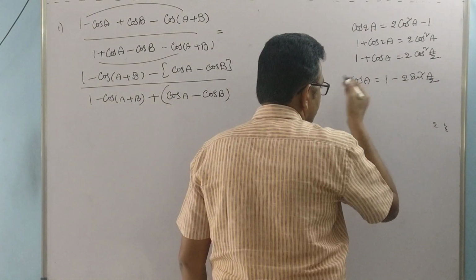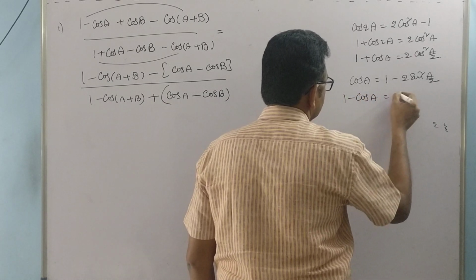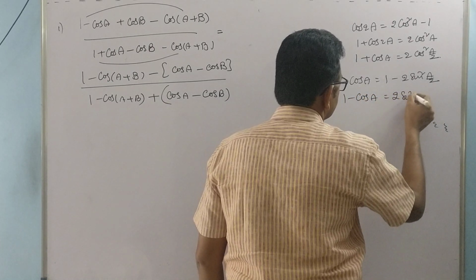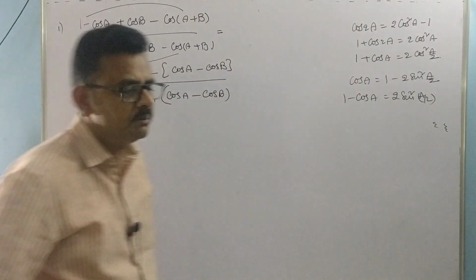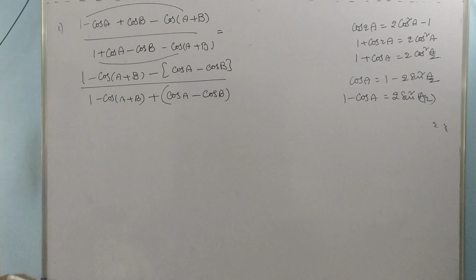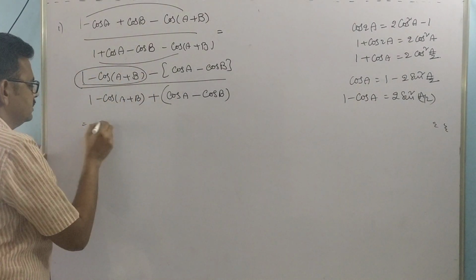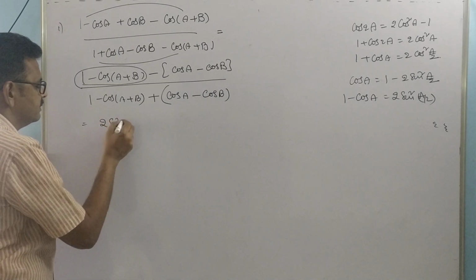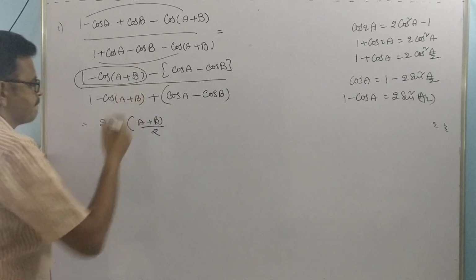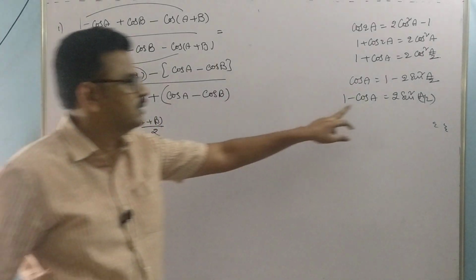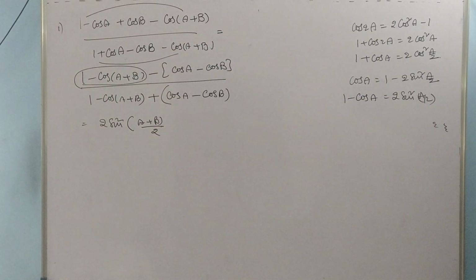Okay, you take this side and cos A take that side. Therefore 1 − cos A is equal to 2 sin²(A/2). So this is 1 − cos(A + B), which is 2 sin²((A + B)/2).